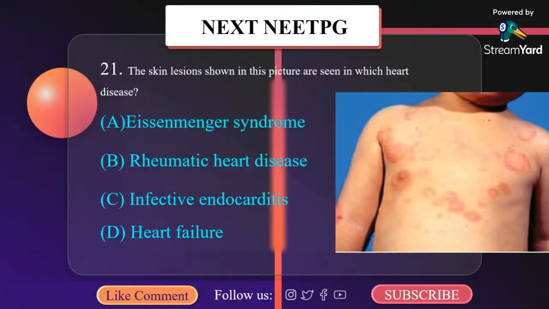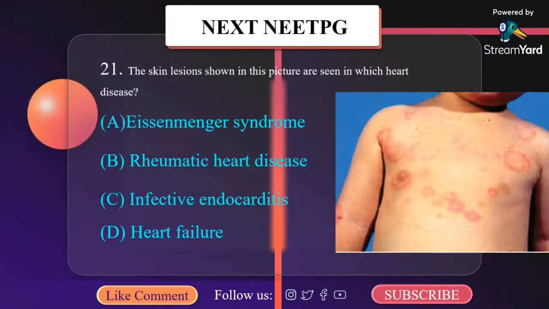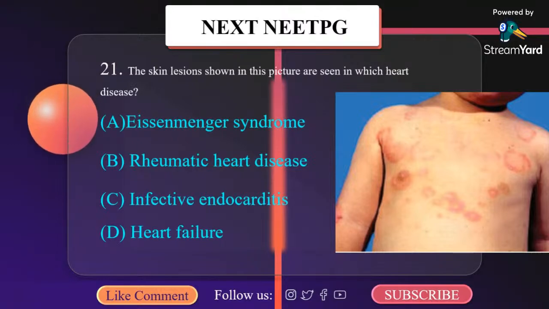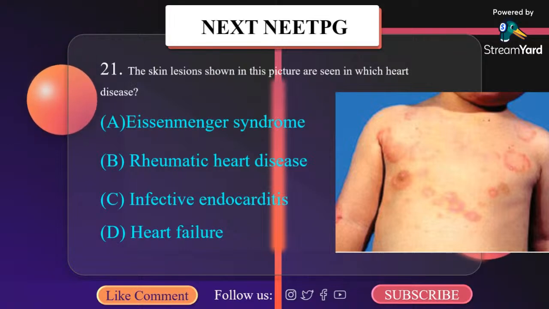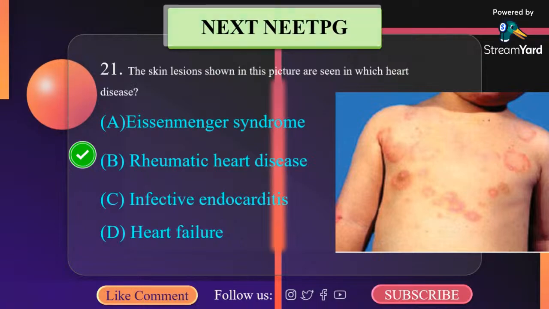The skin lesions shown in the picture are seen in which heart disease? A. Eisenmenger syndrome. B. Rheumatic heart disease. C. Infective endocarditis. D. Heart failure. See the lesions carefully. You can see that the skin lesions are erythema marginatum, and erythema marginatum is seen in rheumatic heart disease. So the correct answer here is B. Rheumatic heart disease.